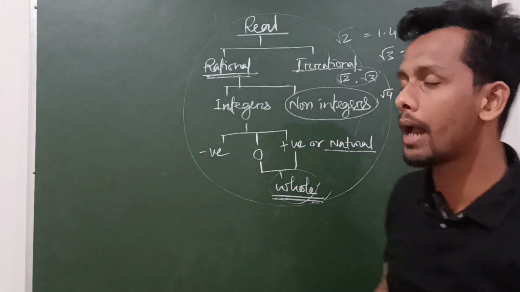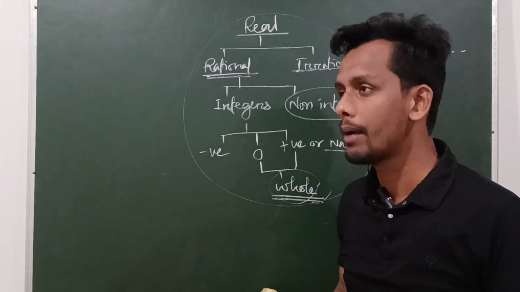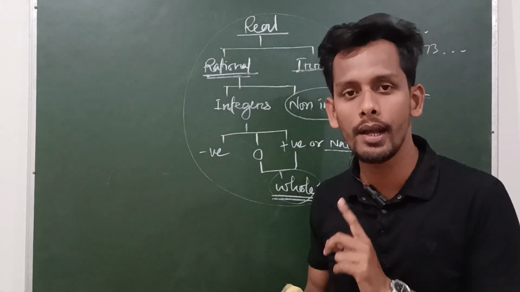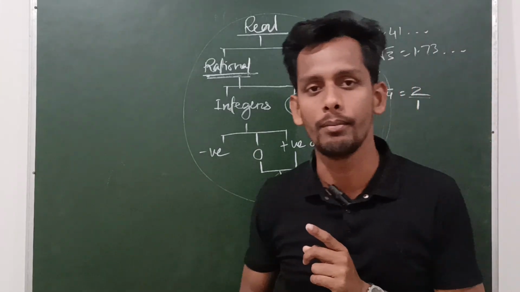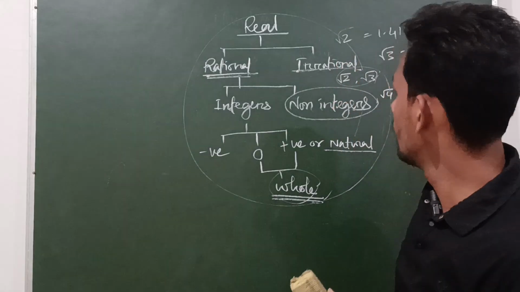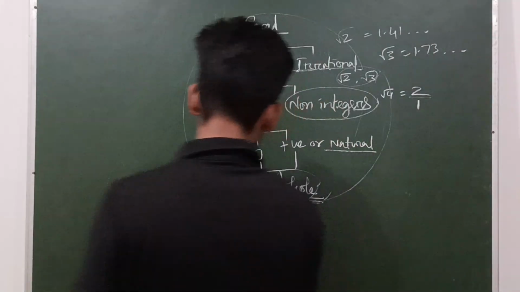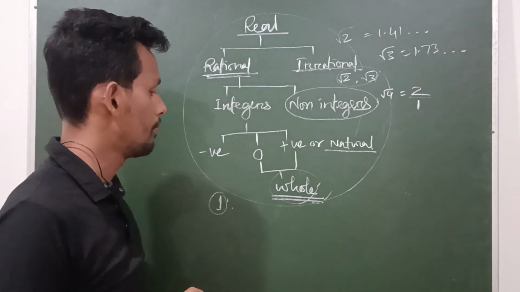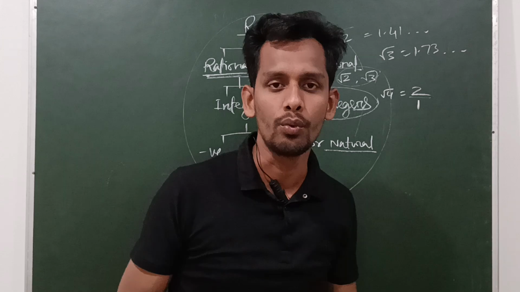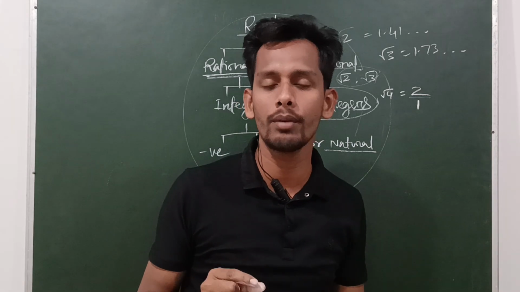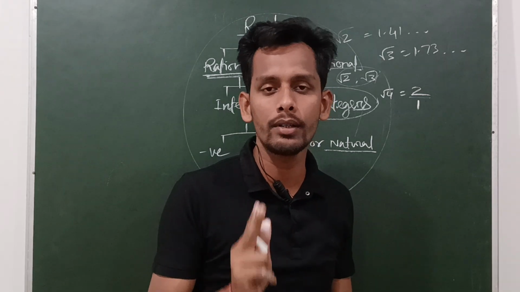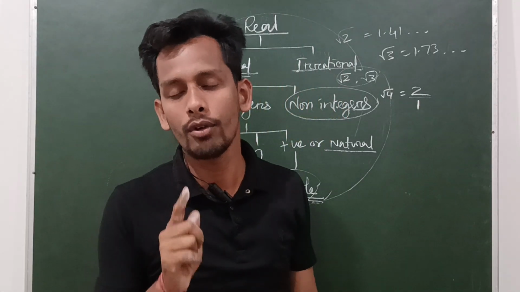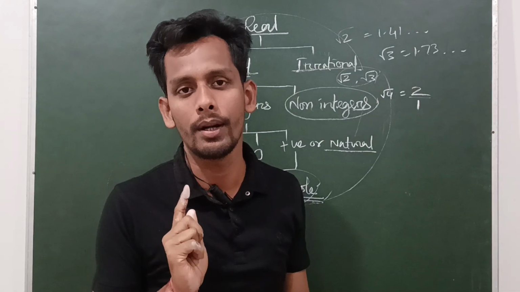Then you get the prime numbers. Prime numbers are those numbers which have only 2 factors, 1 and the number itself. Clear? So what is 1? 1 is not a prime number. But the smallest prime number is what? 2. Already I have told the definition. There is only one even prime number, that is 2.